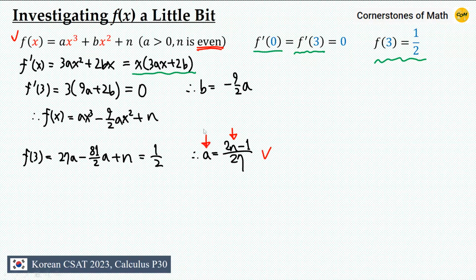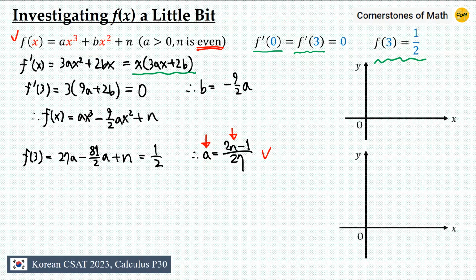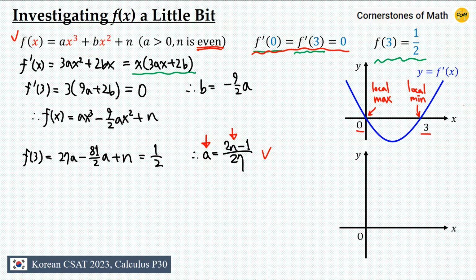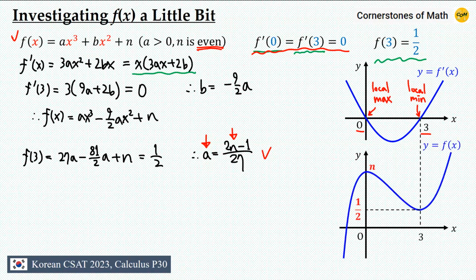Therefore, if the value of n is determined, then we can use this relation to determine the value of a. Now perhaps the most important part, the graphical features of both f(x) and its derivative. From here, we know that the graph of the derivative y equals f prime x is a convex parabola passing through (0, 0) and (3, 0), which correspond to the local maximum and local minimum of f(x) respectively. Therefore, the graph of the cubic function y equals f(x) looks like this. At x equals 0, it has the local maximum, which is even number n, and at x equals 3, it has the local minimum, which is 1/2.